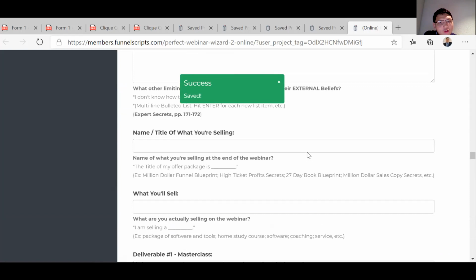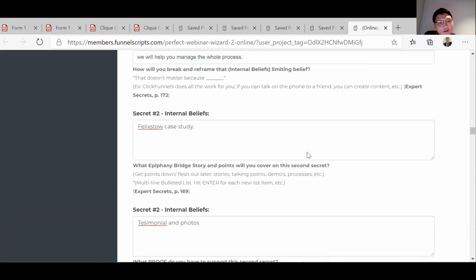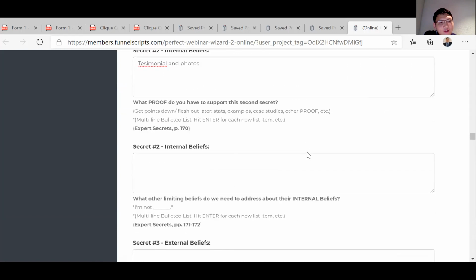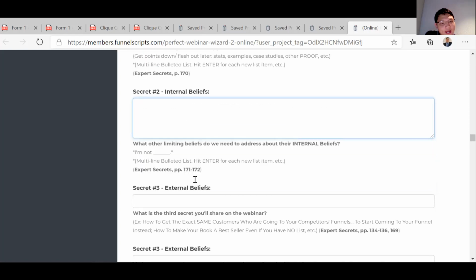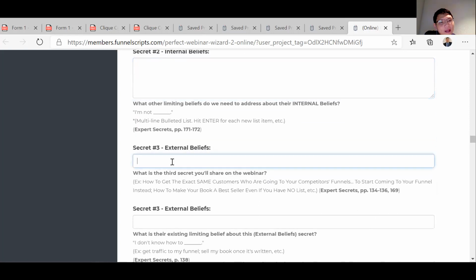So basically, if you go through the process, in number two, internal belief, they may believe they don't have time, or they don't have the vendor paid advertising expense. You just have to handle the objection. Then in secret number three, something called external belief, maybe the market is not right, like COVID-19 or a pandemic. You just have to handle them with a story.